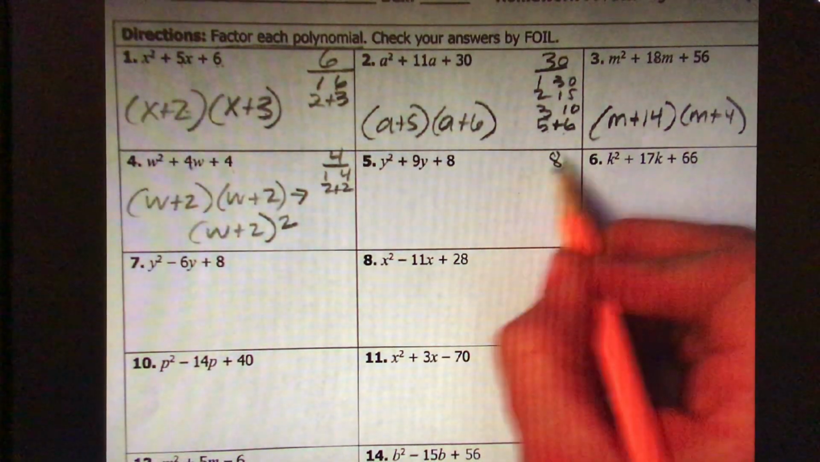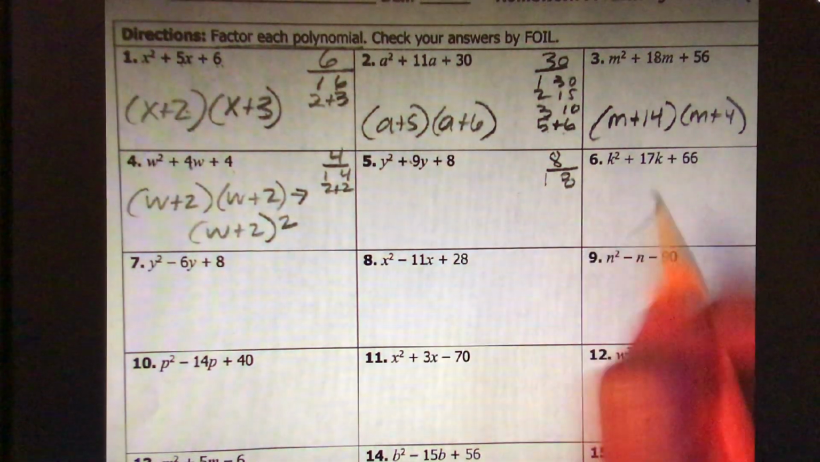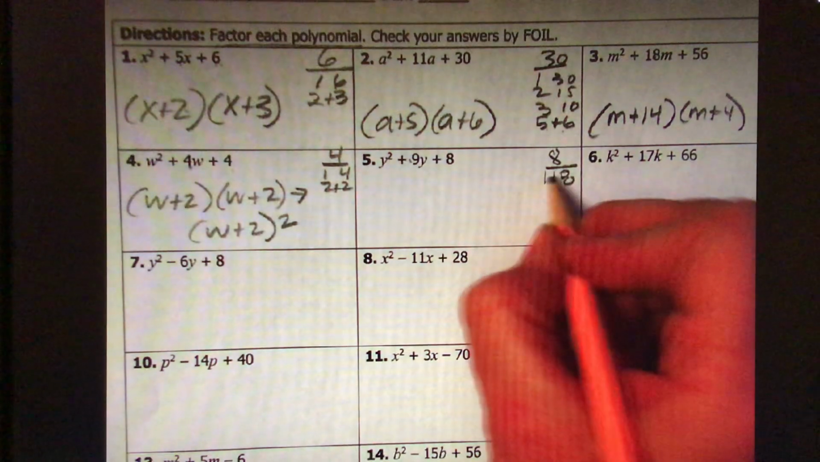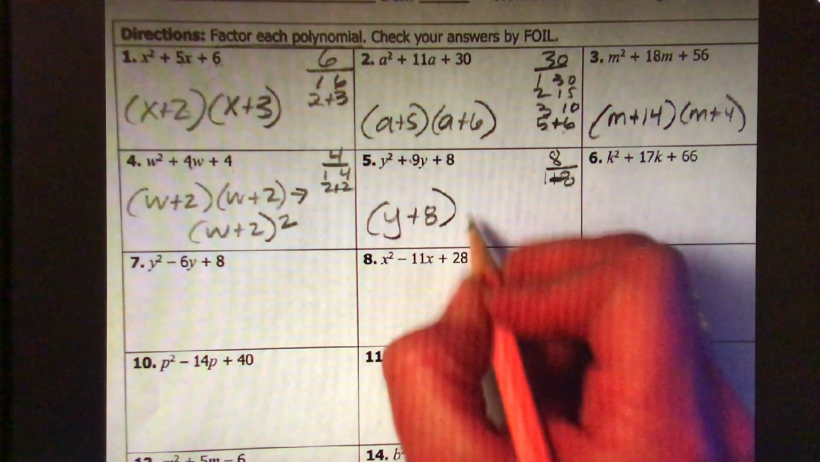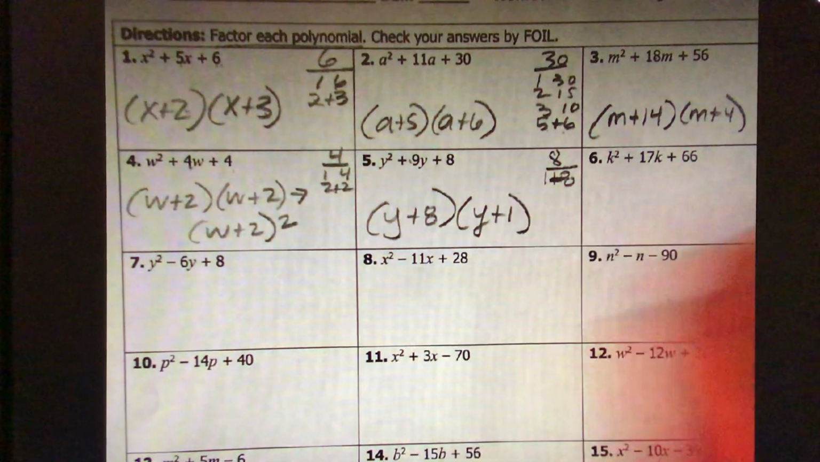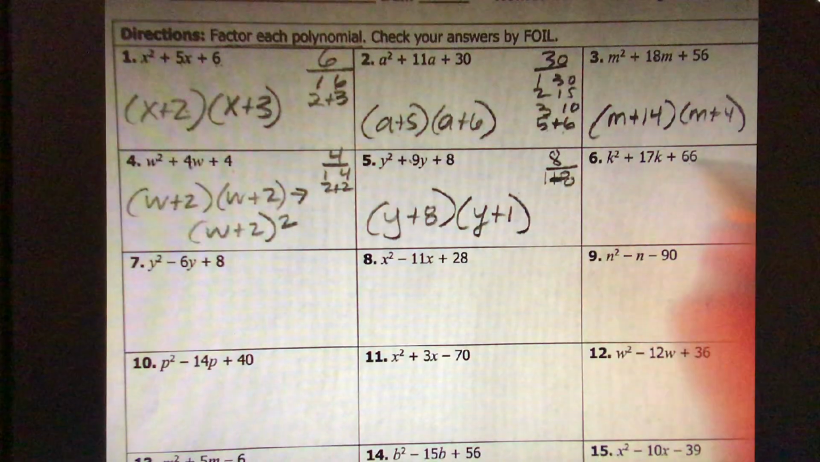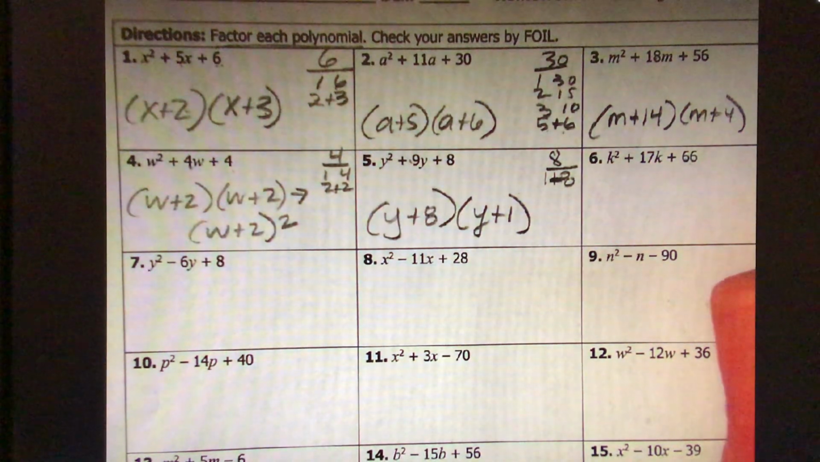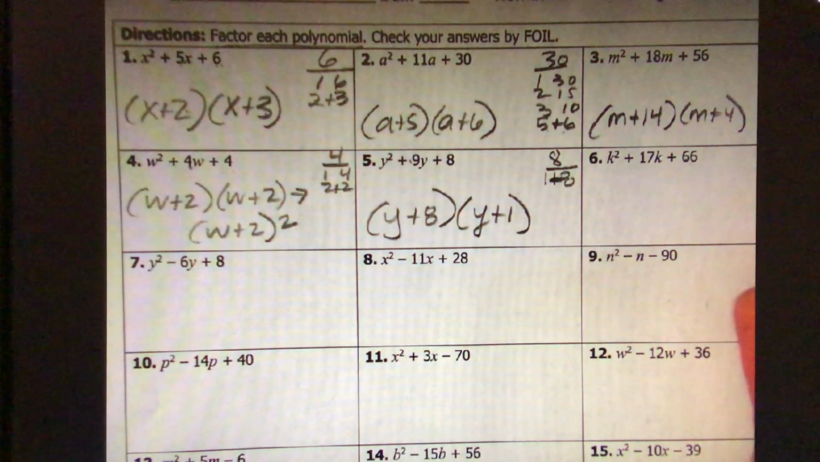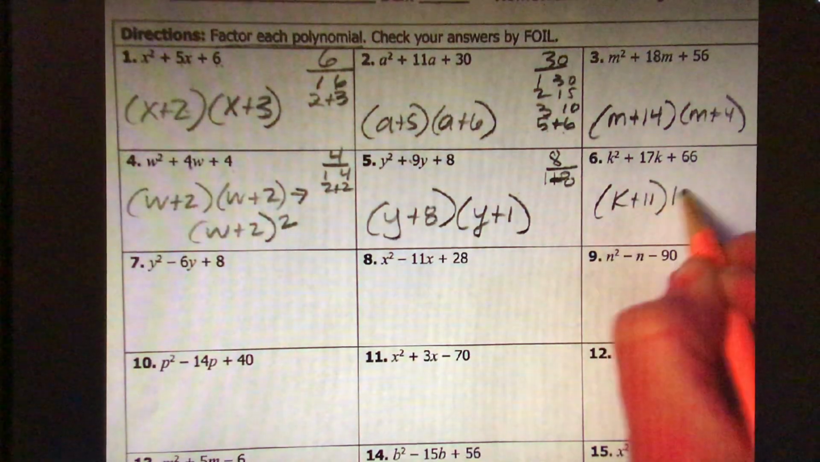I have 8 over here. I have 1 and 8. Oh, I think I just found it. That was quick because I'm trying to get to 9. We're adding them together, so I've got y plus 8, y plus 1. I've got 66, it's probably 11, right? Because 66 likes 11 and 6, I bet it's that. 6 times 11, and if I add them together it's 17. So I've got k plus 11, k plus 6.